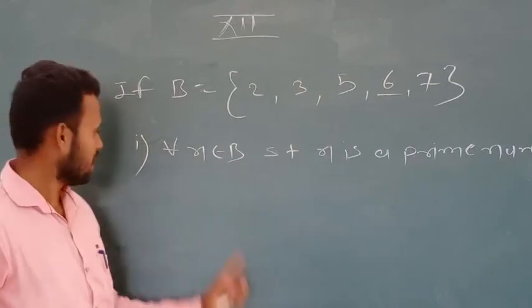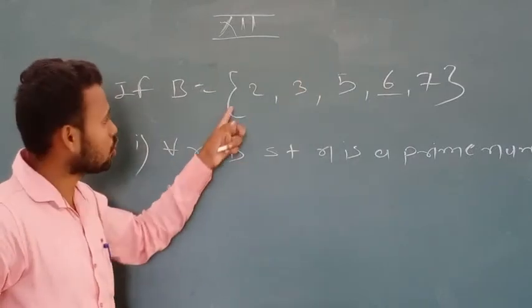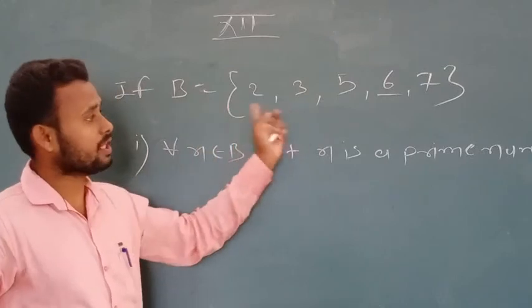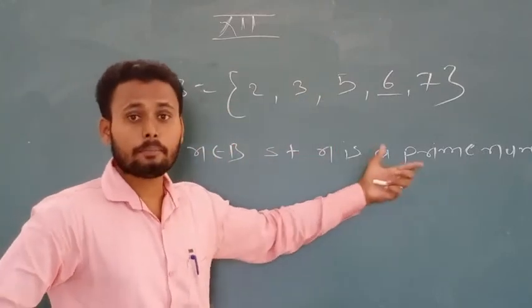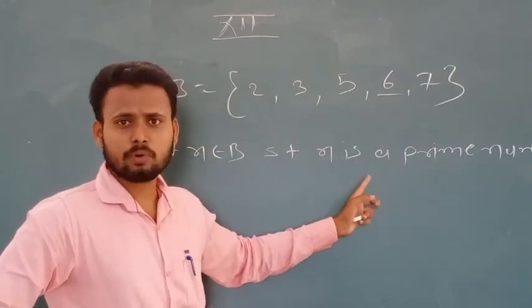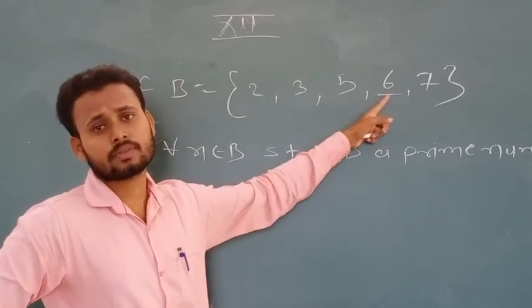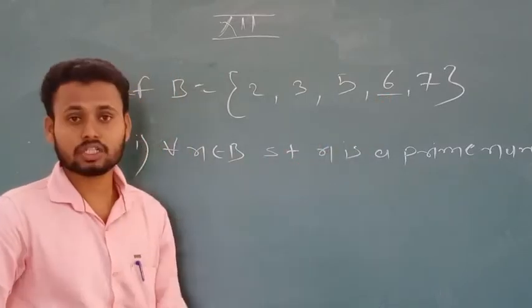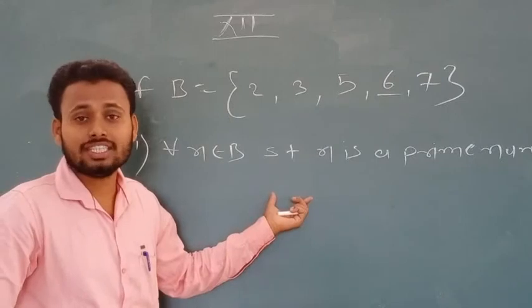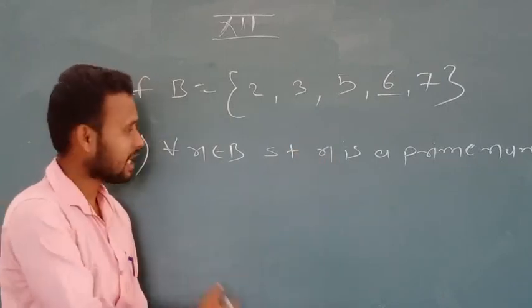7 is a prime number. But what does the statement say? For all x belongs to B, all elements of B are prime numbers. But it is false. Why false? Because 6 is not a prime number. Therefore this statement is false, and we say that its truth value is F.